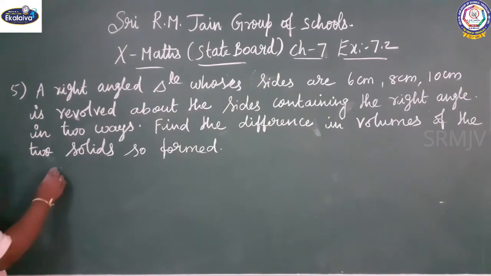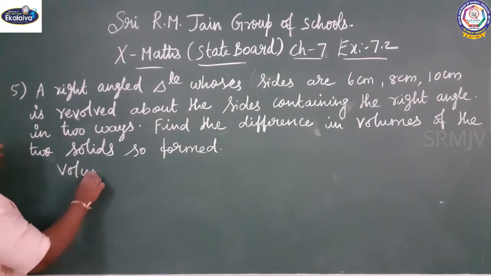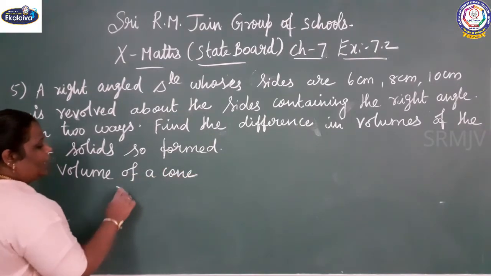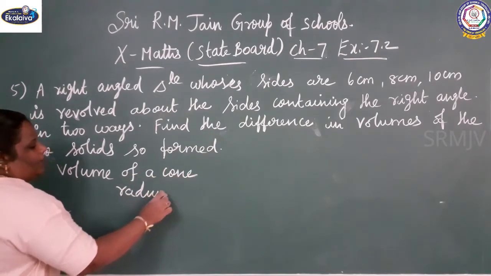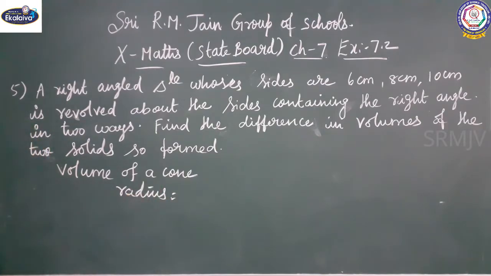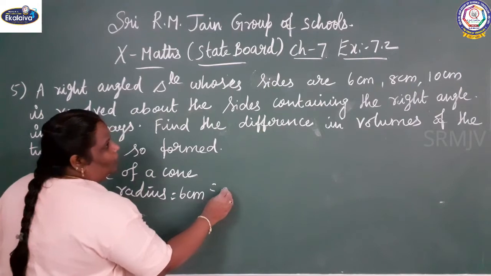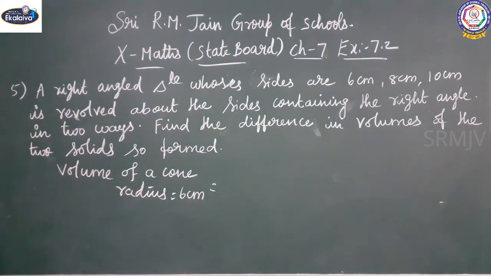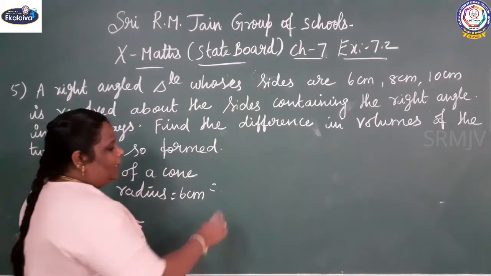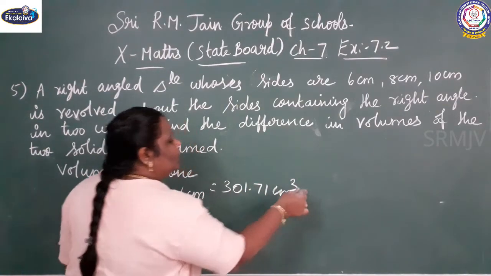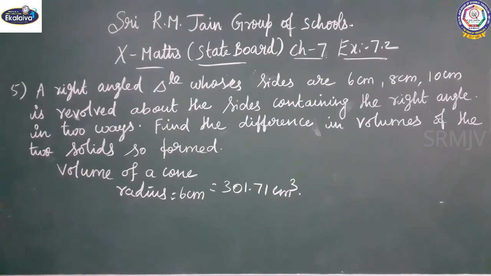See, the volume of your first cone, radius equal to 6 centimeter, what is the value we are getting? 301.71 centimeter cube.